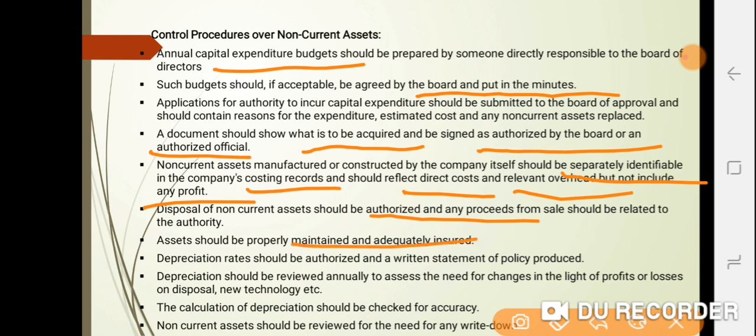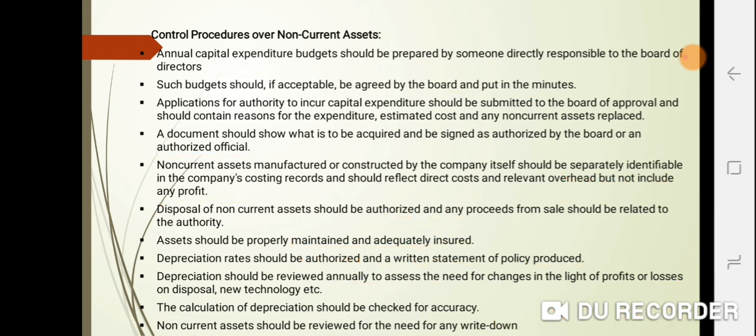Assets should be properly maintained and adequately insured. Depreciation rates should be authorized and set out in a written statement of policy and procedure. Depreciation should be reviewed annually to assess the need for changes in the light of profit or losses on disposal, new technologies, etc. Then the calculation of depreciation should be checked for accuracy. Okay, then non-current assets should be reviewed for the need of any write-downs. These are all the control procedures which have to be followed with respect to non-current assets.